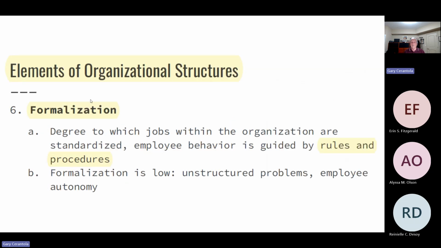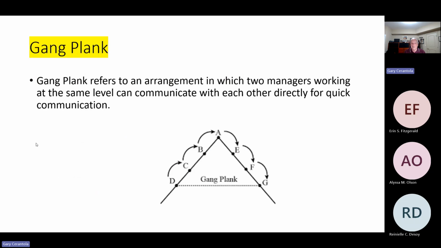In terms of formalization now, this is where we have structured and unstructured problems. So let's look at McDonald's. It's very structured, right? And why? Because you know what you're producing and you know which steps you need to do. So it's highly formalized and it has standardized procedures and rules, and that's how it's able to get done.